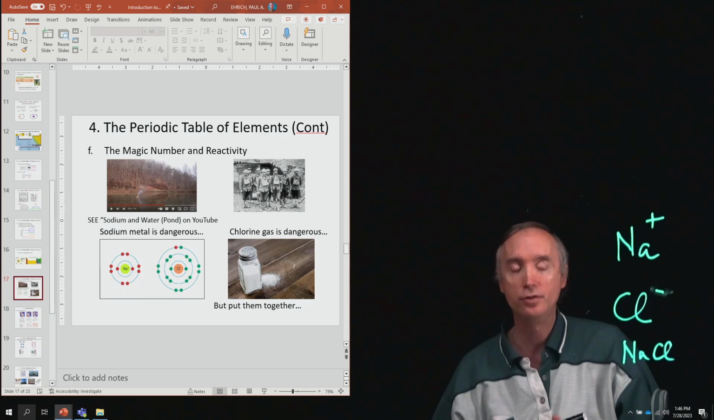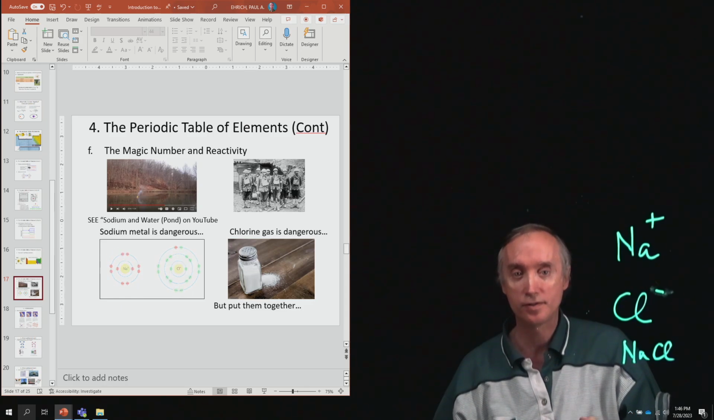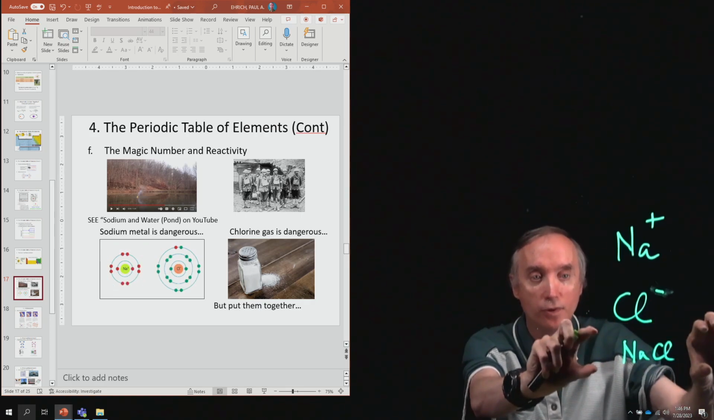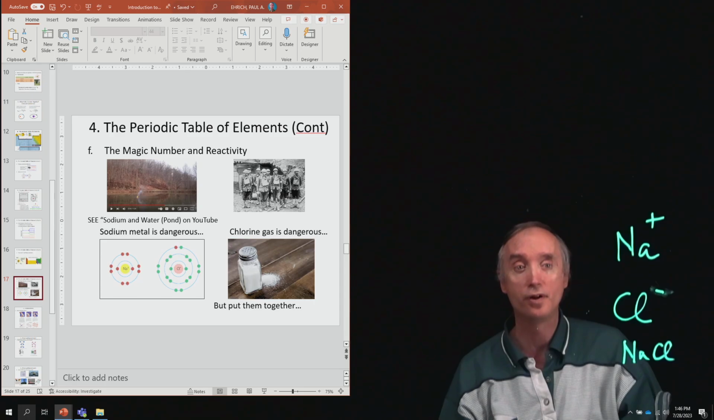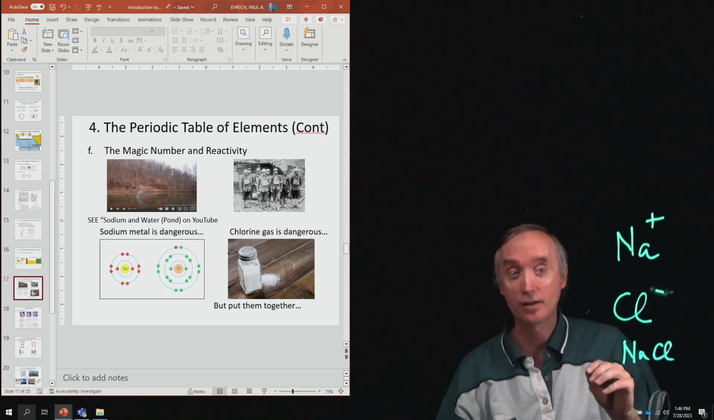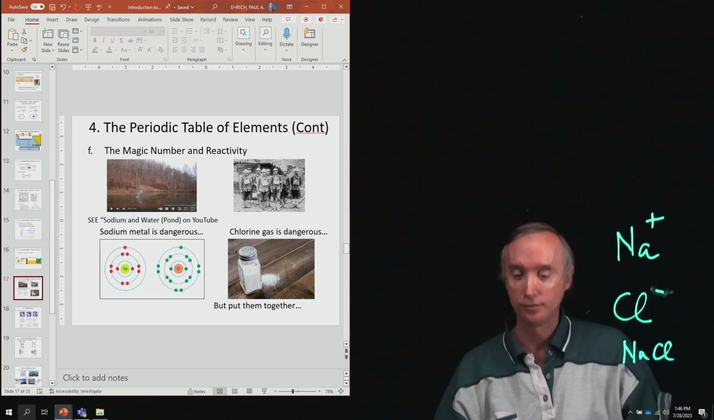And so whenever you eat your French fries that have salt on them, what will happen is the sodium and the chlorine will separate into their ions. And those ions are okay inside your body. As a matter of fact, your body needs to have ions in there in order to make your muscles and your heart be able to work. But that's biology, so don't worry about that.